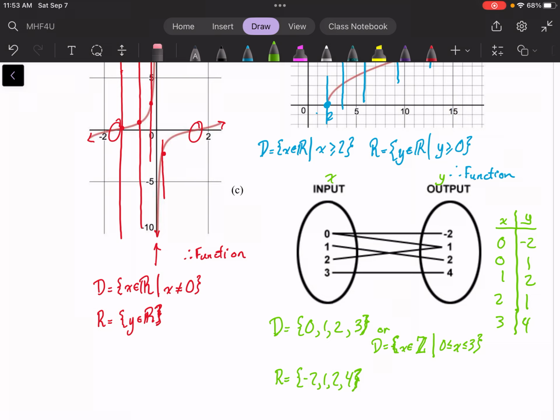Now to determine whether or not this is a function, you notice that these two x values right here have different y values. Because there are two different y values for one given x value, this is not a function.